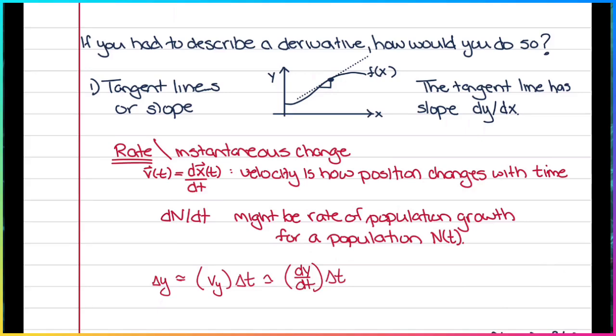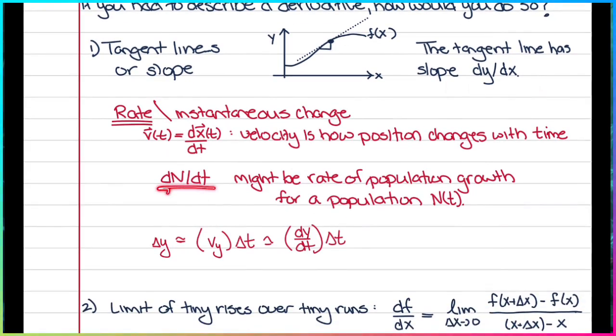So, another example, dN dt might be how a population changes over time. So if N represents the population, dN by dt is how the population changes with time. So how population changes over some amount of time.